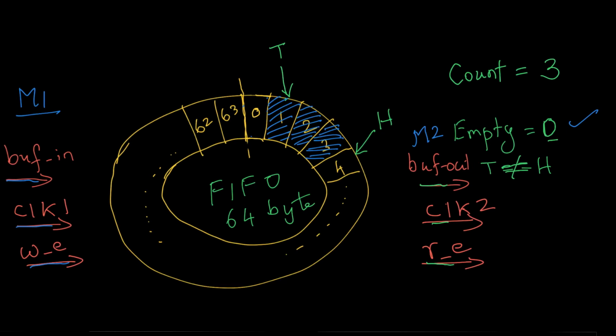So it will give the next clock 2 and read enable, and your FIFO will put out the next data on buffer out. The next data will be fetched from address 1. So once address 1 gets cleared, your tail is going to move to address 2. And your count is going to reduce to 2 because you have only 2 bytes left in the FIFO. Let's say your M2 issues 2 more reads and reads 2 more bytes from the FIFO.